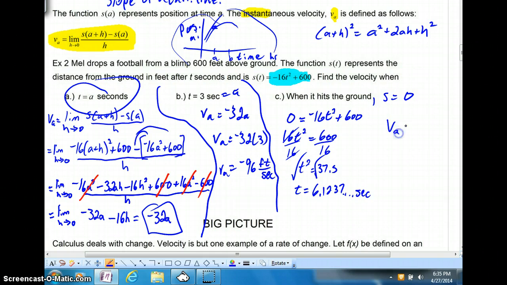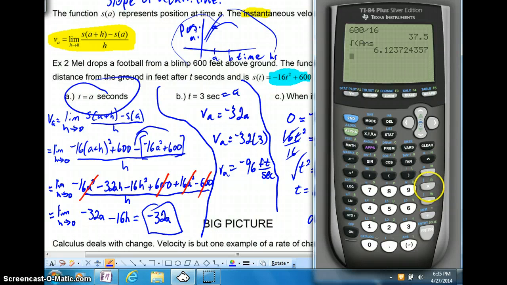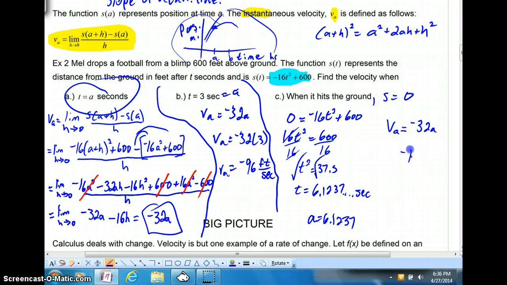But again, what's the instantaneous velocity? Negative 32 times a at a seconds. a is equal to this 6.1237. Tell you what we're going to do. We're going to take that time, that a value, multiply it by negative 32, and we get negative 195.959, and that's feet per second. So that's when the object hits the ground.